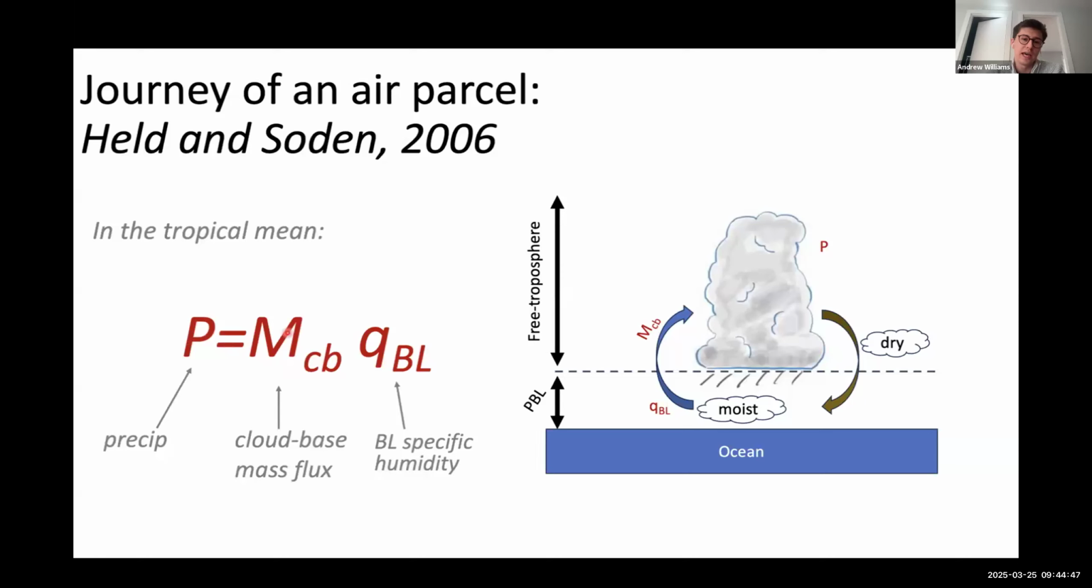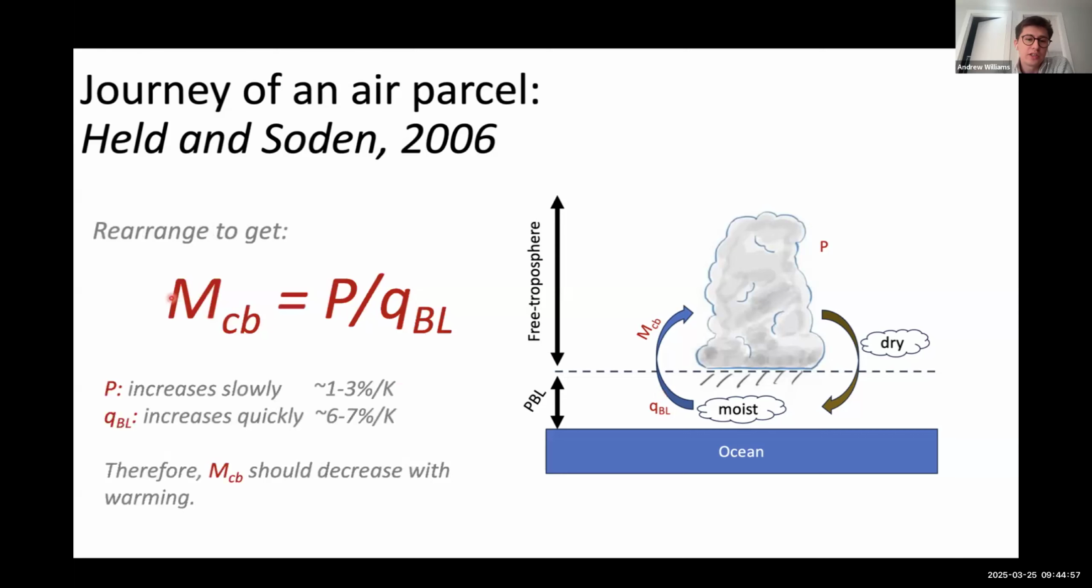So you can write that P equals MQ, where Q is the boundary layer specific humidity, and M is the mass flux at this level. And because we're interested in the mass flux itself, you can rearrange this equation so you get M equals P over Q. And in this 2006 paper, Isaac and Brian introduced an argument for how mass fluxes should then respond to global warming. We know based off theory and models that precipitation in a tropical or global mean increases pretty slowly with global warming, only about 1 to 3% per Kelvin. But boundary layer specific humidity goes up with Clausius-Clapeyron, so it goes up at like 6 or 7% per Kelvin. And so if this equality is to hold, then mass fluxes need to decrease with global warming.